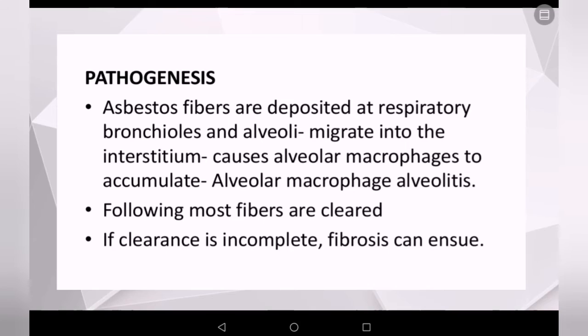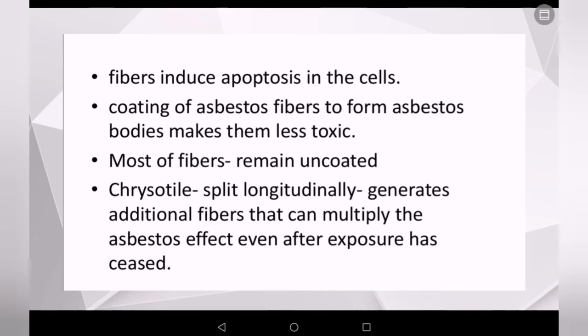Looking at the pathogenesis, asbestos fibers are deposited at the respiratory bronchioles and alveoli. From there, they migrate into the interstitium and cause alveolar macrophages to accumulate. This causes alveolar macrophage alveolitis. Following the alveolitis, most of the fibers are usually cleared, but if the clearance is incomplete, fibrosis can ensue. These fibers induce apoptosis or programmed cell death, and some of the asbestos fibers are coated to form asbestos bodies, which makes them less toxic. But most of the fibers remain uncoated and they are still toxic to the body, especially the chrysotile, which splits longitudinally and generates additional fibers that can multiply the asbestos effect even after the exposure has ceased.